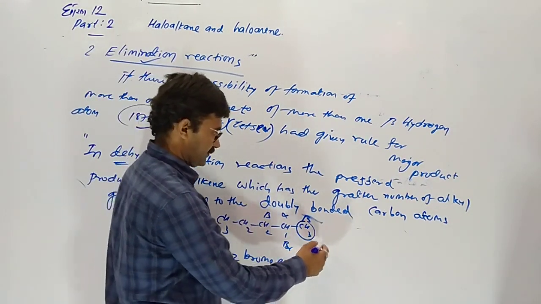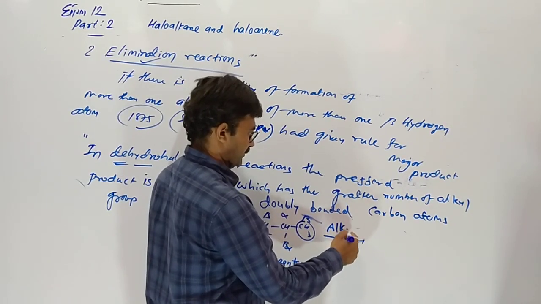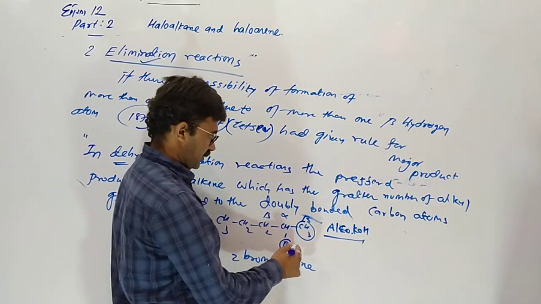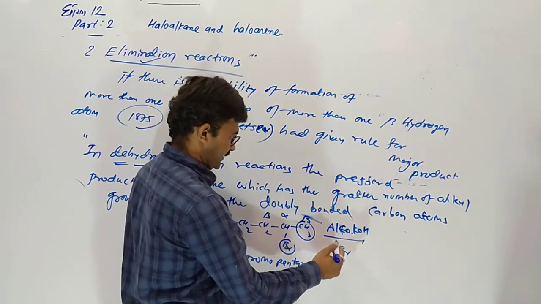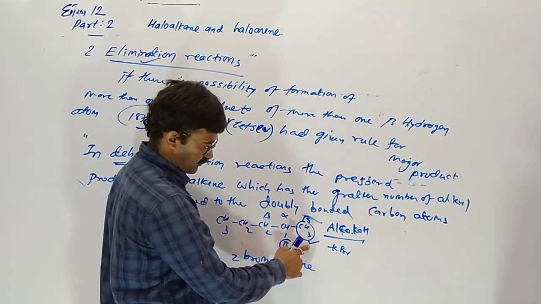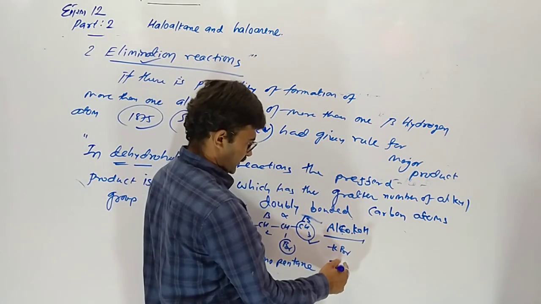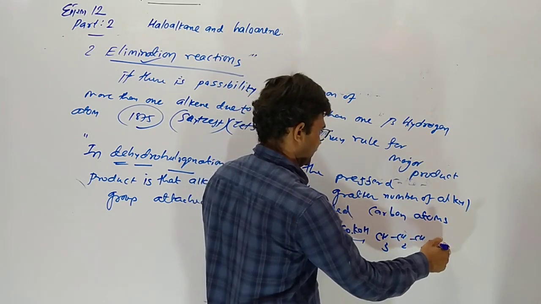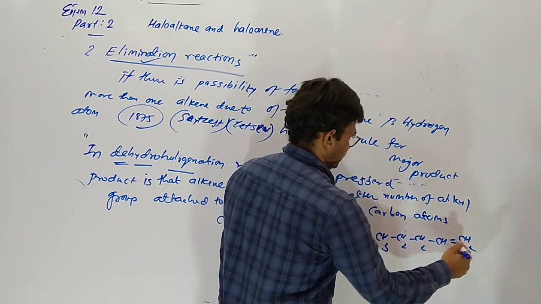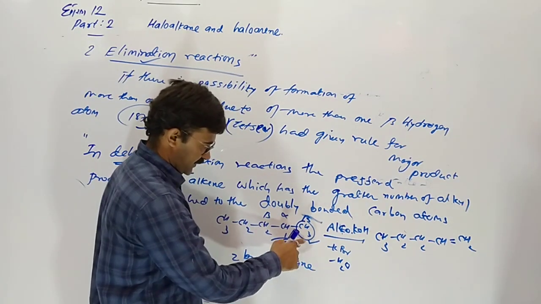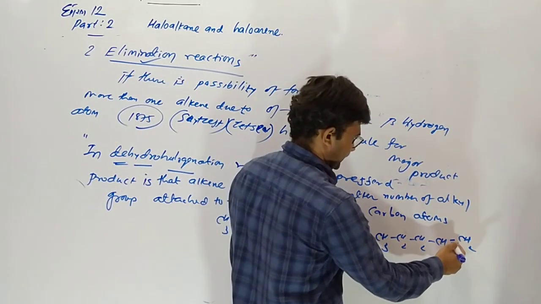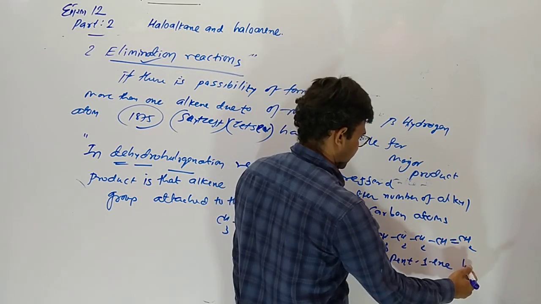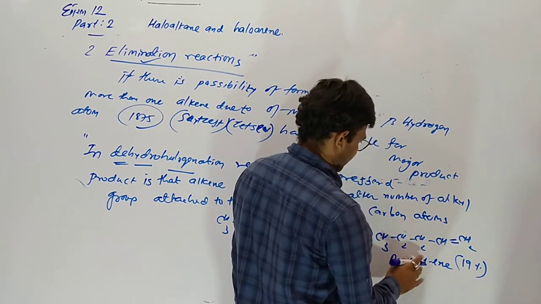Suppose it is removed from here, alcoholic KOH is taken. Then bromine with potassium as KBr. Suppose hydrogen is removed from here with OH. So it gives pent-1-ene as product. From here halogen, from here hydrogen is removed, and a double bond occurs here. So pent-1-ene, but this product is only 19%.